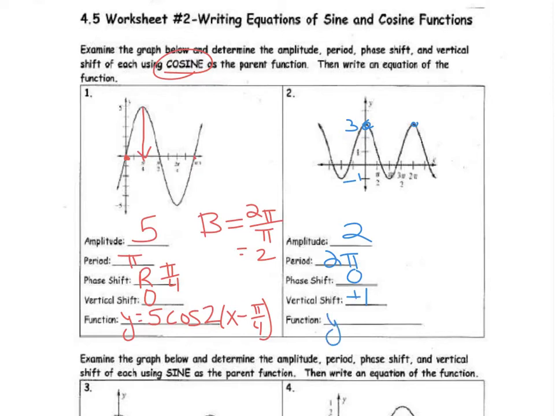So our function is y equals 2 cosine, I need my b value, which is 1, so just x, and then +1. You don't need those parentheses around x, but that is a way so you can clearly see the +1 is up 1 and not a phase shift to the left or right.